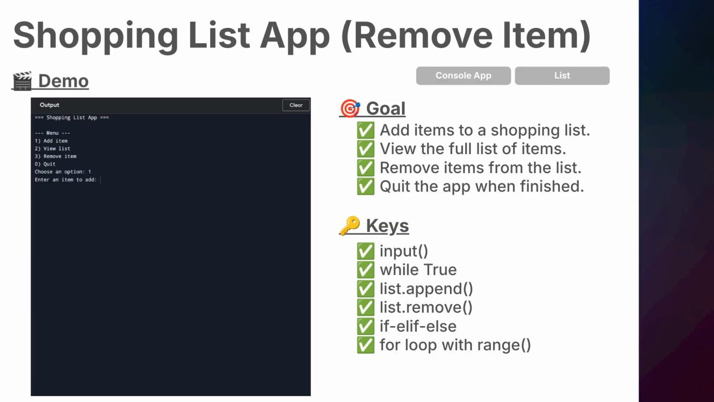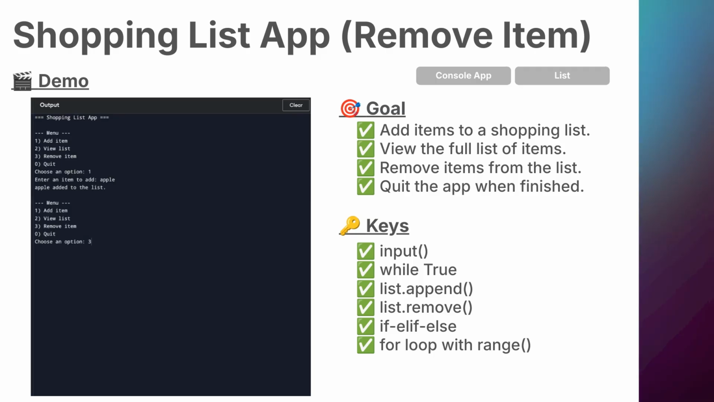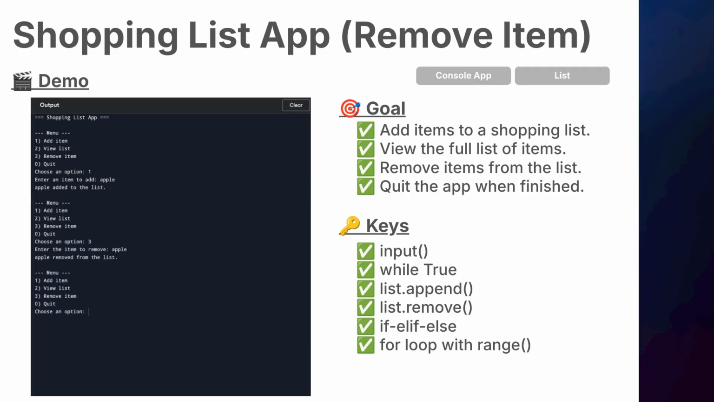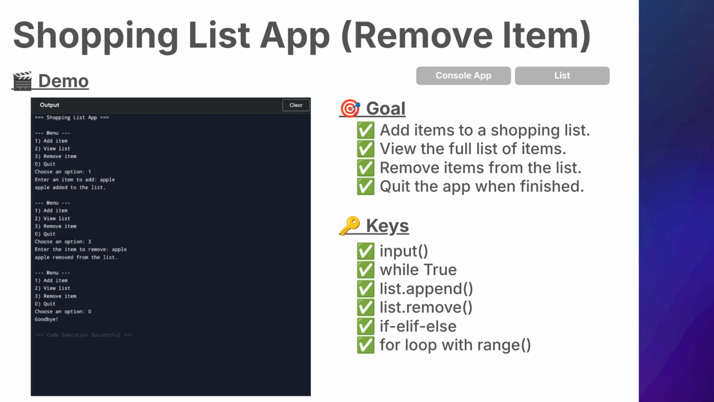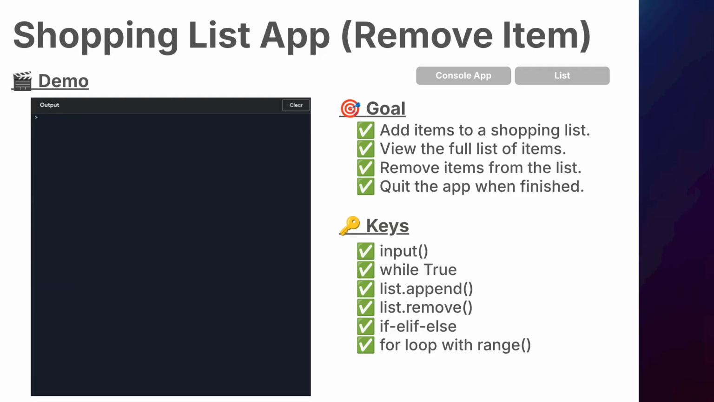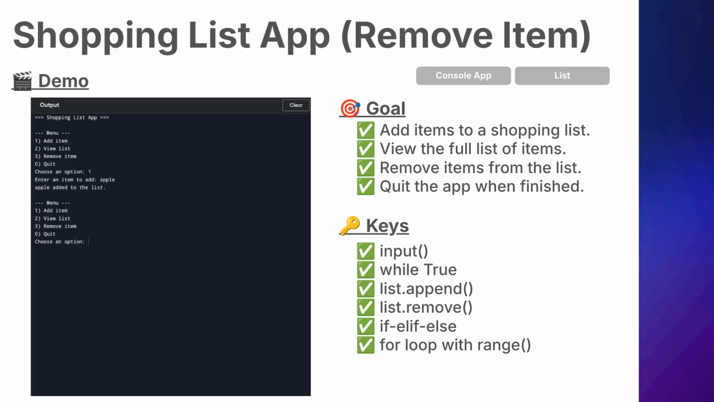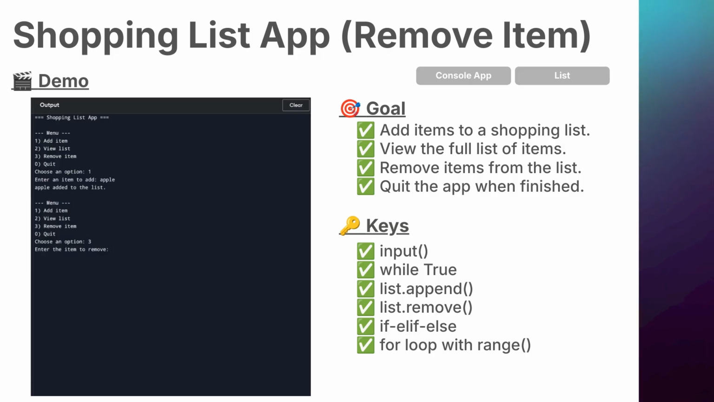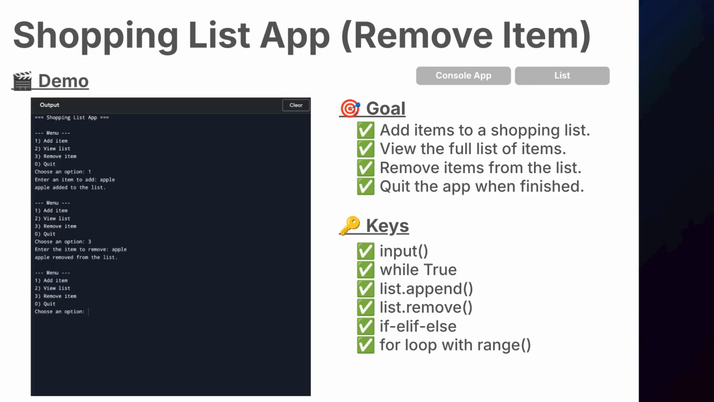Along the way, you're practicing key Python concepts. You're using input to get user input, storing data in a list, and working with list append and list remove to manage the items. By adding this new remove feature, you're learning how to extend a program step by step instead of building everything at once. This approach makes it easier to understand what's going on. In the next step, we'll walk through the code example together so you can see exactly how each part works.